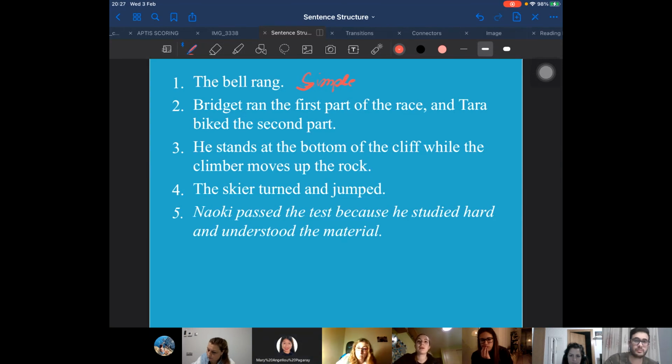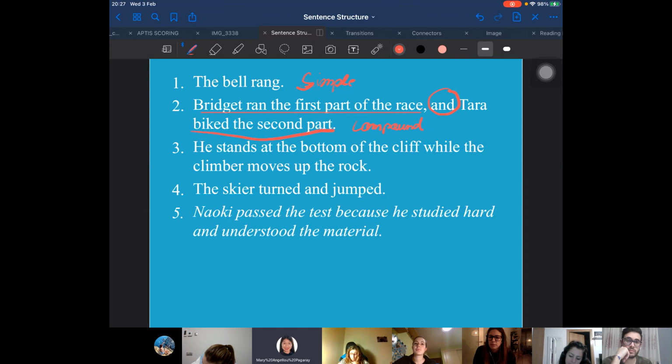Brigitte ran the first part of the race and Tara biked the second part. Okay. Is compound. And can you please tell me why? Because it has the coordinating conjunction and. Okay. Coordinating conjunction. Perfect. So if it's compound, it means that these two phrases are independent. Perfect. Next one, number 3, Maria.